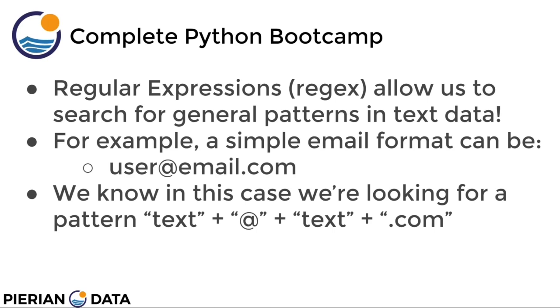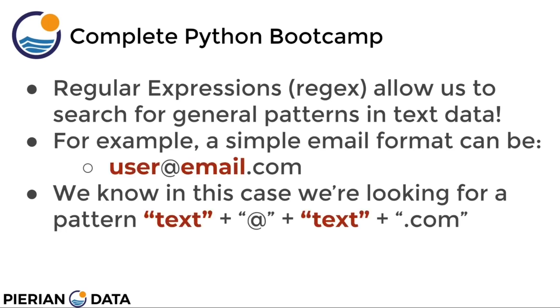For example, let's go back to that email. We know that a very simple email format could be something like user@email.com. And we know in this case, for this very particular domain, if I wanted to find all the emails within a very large document of text, I know I'm looking for some pattern of text@text.com. So essentially what we're looking for is what we don't actually know exactly or precisely.